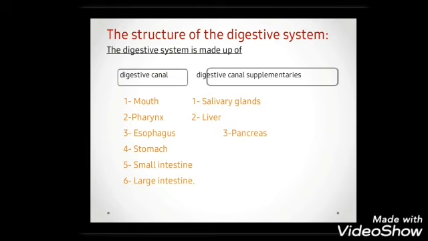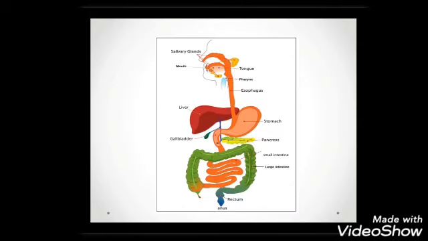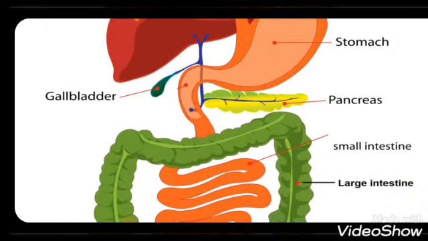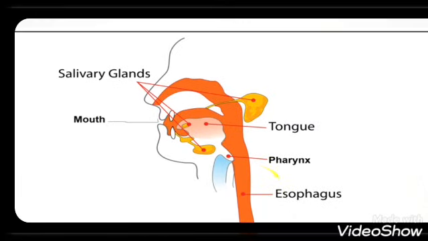Now, the digestive canal supplementaries help the organs in the digestive canal to complete the digestion process. So we have 3 supplementaries. Number 1, salivary glands. Number 2, liver. Number 3, pancreas. Look at this picture. Liver here, pancreas here, and the salivary glands in the mouth here. Okay?